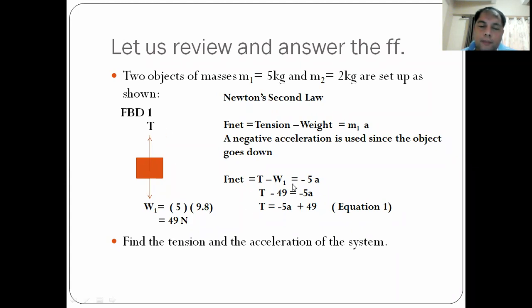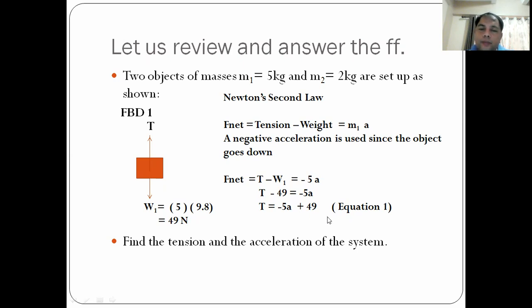Now, tension goes up minus weight 1 that goes down, so we can set up an equation: T minus 49 equals mass times acceleration. We indicate a negative value here because the acceleration is going down. So we have negative 5 for the mass times a, the acceleration. If we transfer 49 to the other side, we end up with equation number 1: T equals -5a plus 49.